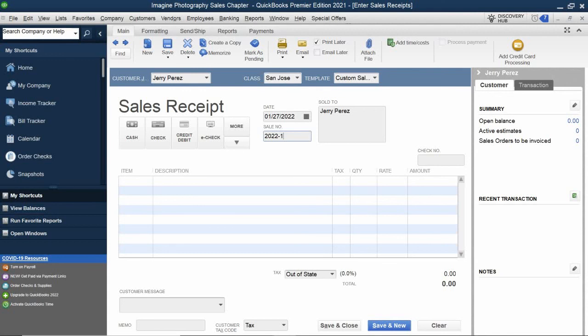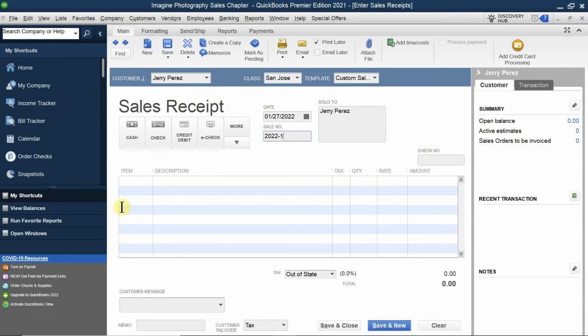Some people put 101, 102, 103. It doesn't matter. I'm going to put sales 2022. It's whatever number you want to associate this with, so you can keep track of all the sales that you've made either this year, last year, or so forth. If you have a designated number sequence, go ahead and use it. So that's that there.